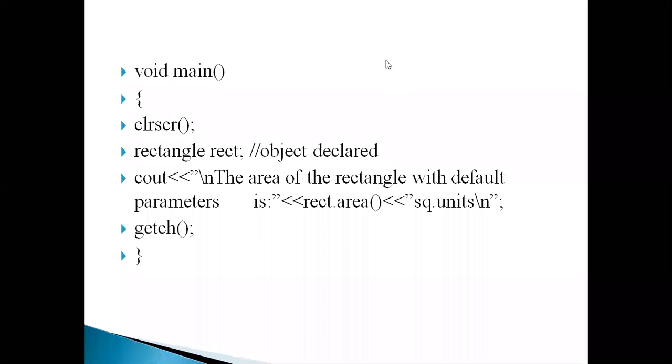Now look at this particular one here. I define the main function, with clrscr here, which is going to clear your screen. Then here I am creating the object, Rectangle rect. Now I am creating the object rect for the class rectangle. Now cout the area of rectangle with the default parameters, which is going to print the information on the output screen. Remember, when I create the object, immediately it executes the default constructor.